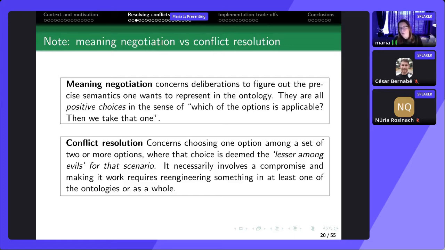And it also involves that the choice you have made will always involve some re-engineering of something, at least some of the ontology or the system related to it that you're using. There is no way to avoid that, basically.